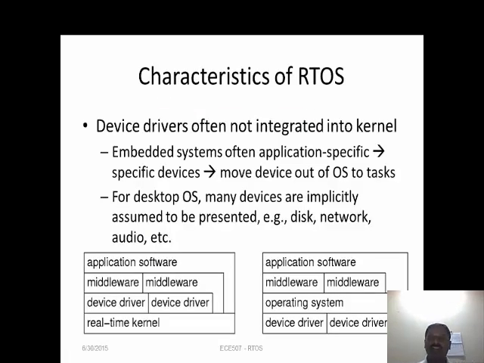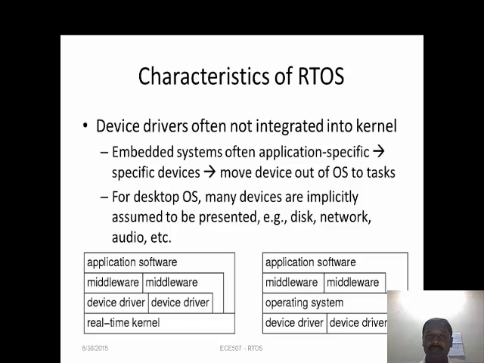Now let's study the various characteristics of a real-time operating system. The first thing everyone points out here is device drivers. What I called earlier board support packages is also referred to as device drivers. In a general purpose operating system, these device drivers are not part of the kernel. They are provided by the vendor who manufactures that particular hardware, and we work with those vendors to run these device drivers separately.